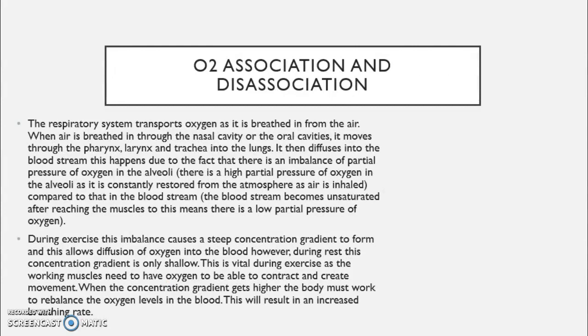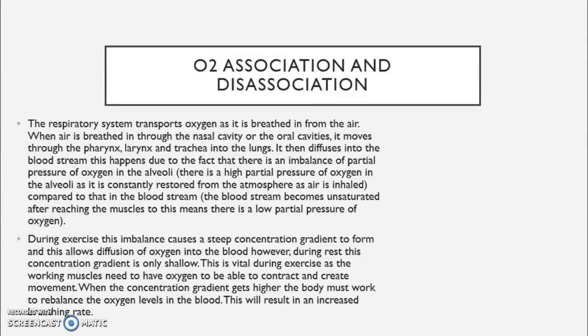So next up we've got oxygen association and dissociation. So the respiratory system transports oxygen as it's breathed in from the air. The air is breathed in through the nasal cavity or the oral cavity, moves through the pharynx, larynx and trachea into the lungs. It will then diffuse into the bloodstream, and this will occur when there is an imbalance of partial pressure of oxygen in the alveoli.